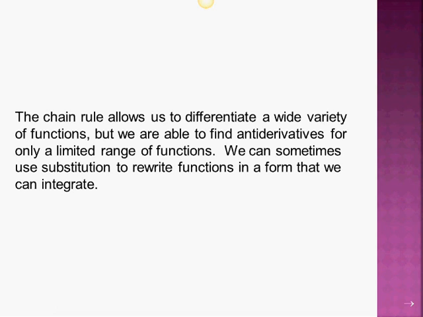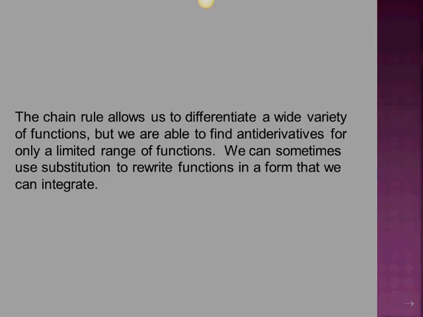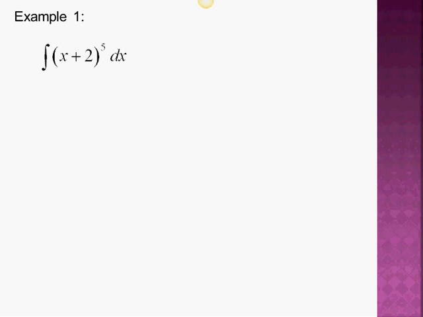Alright, so let's get into the meat of this lesson. The chain rule allows us to differentiate a wide variety of functions. However, we are able to find antiderivatives for only a certain range of functions. Sometimes we are able to use substitution to rewrite functions in a form that we can integrate. So while we learned a lot of different rules to find derivatives, there are a limited number of rules to find antiderivatives, but here's one of them that we're going to talk about today. Let's just say I gave you the antiderivative of the quantity x plus 2 to the fifth dx.